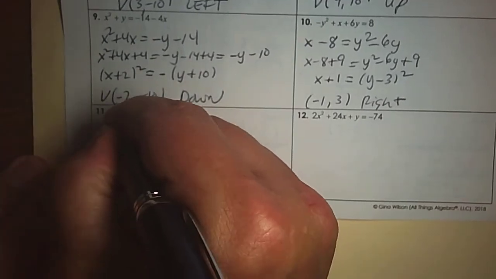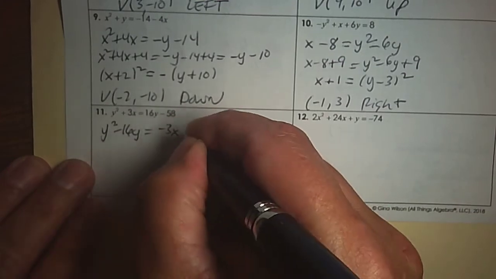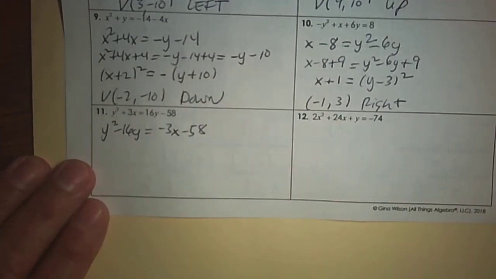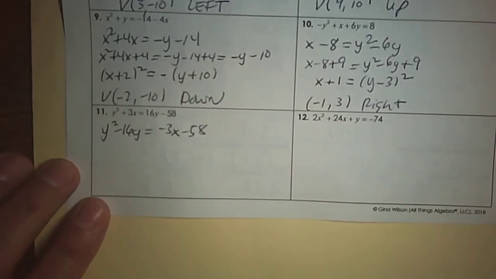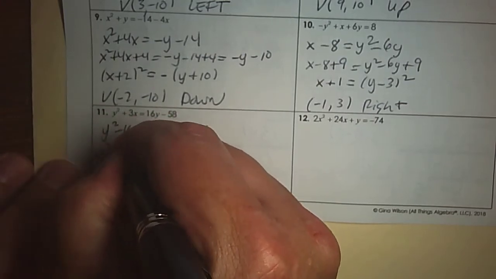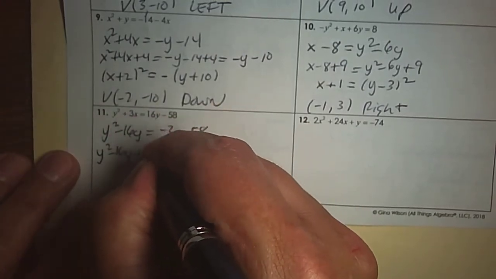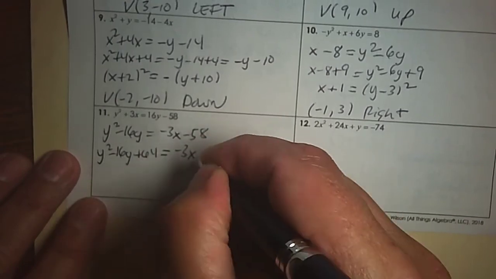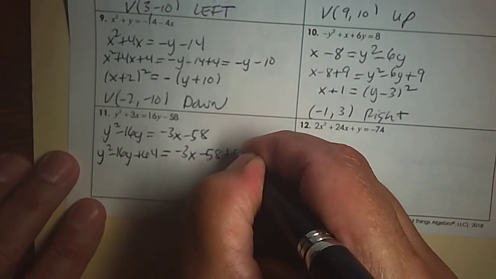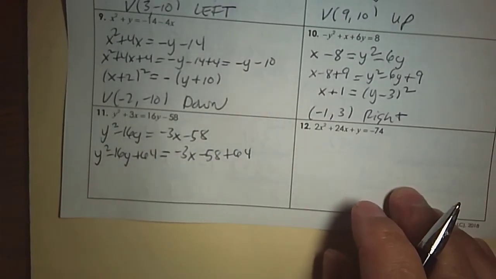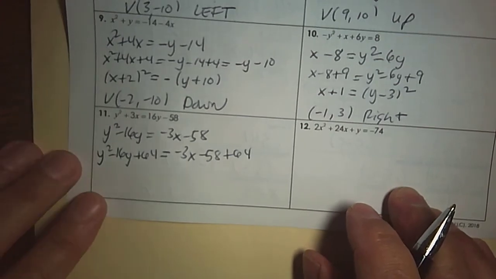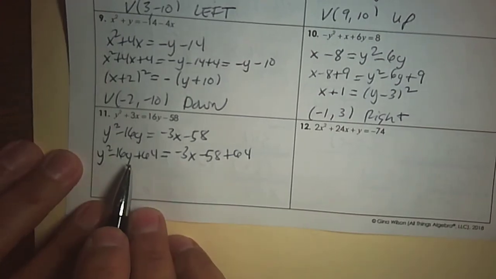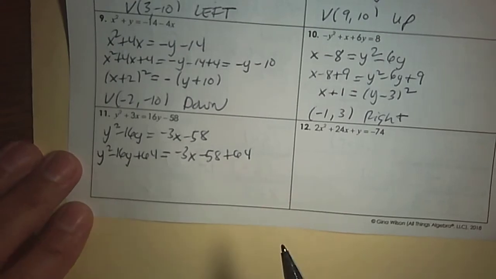All right. So y squared is going to stay where it is. I'm going to subtract 16y, subtract 3x, and I have a negative 58. Can you separate the variables? Next, I'm going to complete the square. So divide by 2 and square it. So divide by 2 is 8. Squared is 64 to both sides.